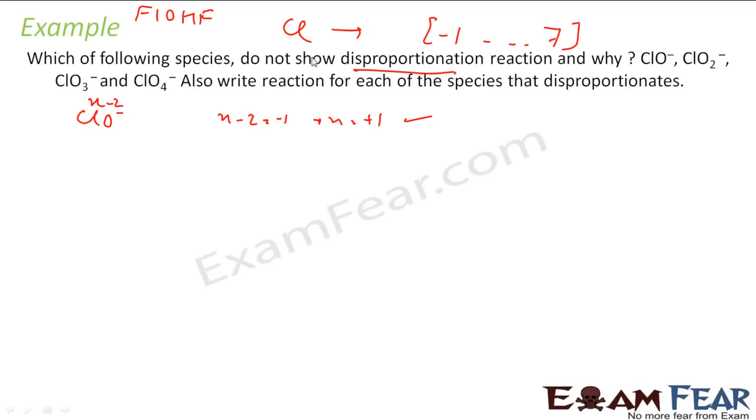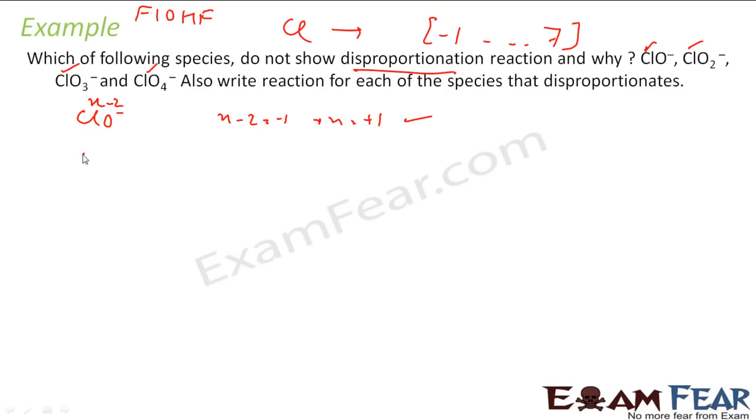Because we told that it has to be more than 3. It is 3 for all, because in all we have chlorine, and for chlorine the number of oxidation states is more than 3. The next condition that we have is, in the reactant side it has to be in the intermediate. So if you see, +1 is in the intermediate range.